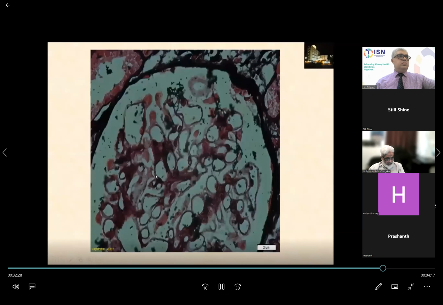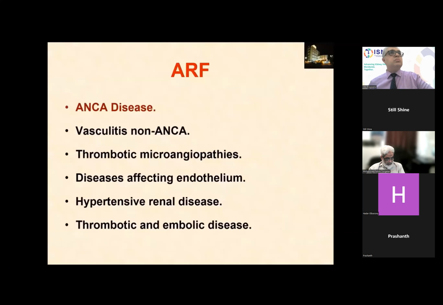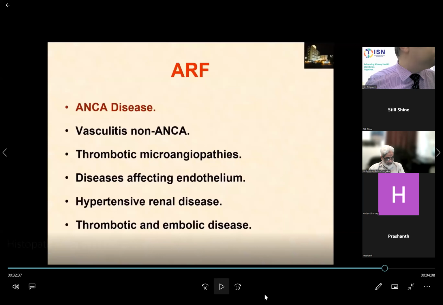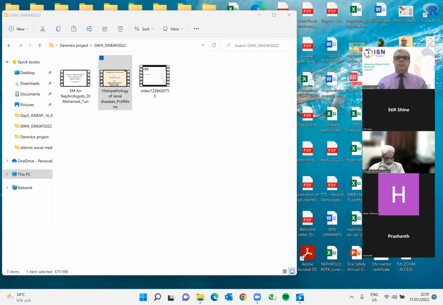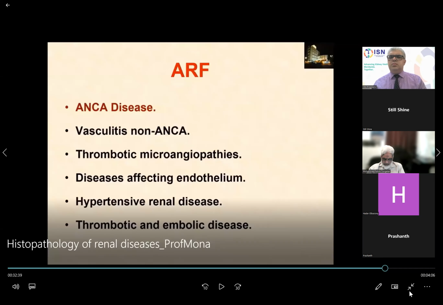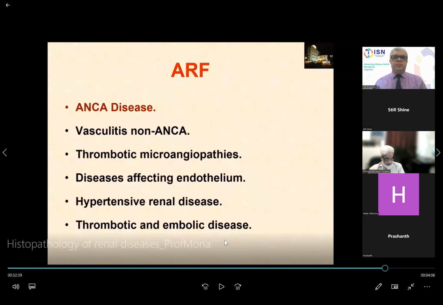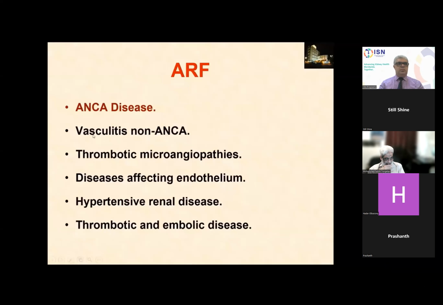By the silver stain. Next class after nephrotic and nephritic. This is a group of acute renal failure, and here lie examples of ANCA disease, vasculitis, non-ANCA, thrombotic microangiopathies, diseases affecting endothelium, hypertensive renal disease, and thrombotic and embolic diseases.